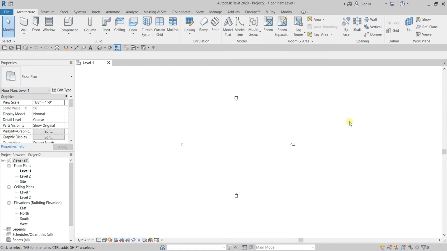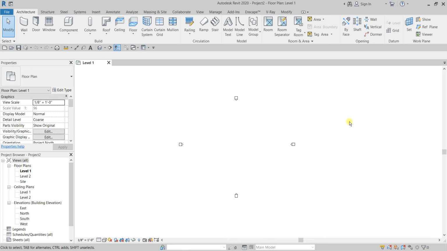Okay guys, so in today's tutorial we are going to learn about units in Revit and the scales of drawings, so that we can understand the various units we can use in Revit.